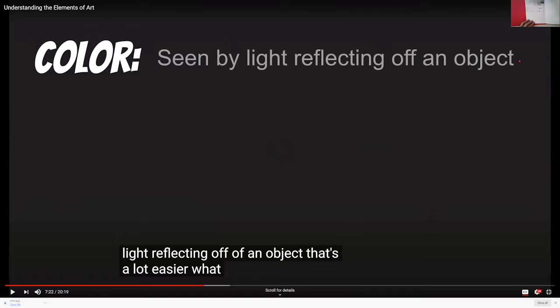Okay, so I would like you to write down color and then box that in, since it's one of our elements of art. Then: seen by light reflecting off an object.